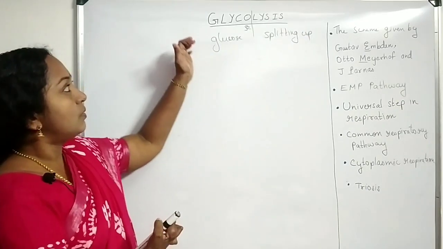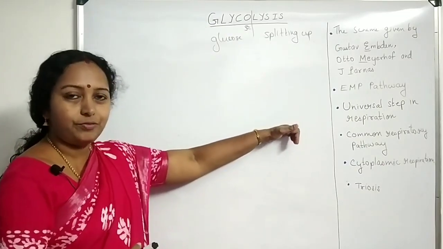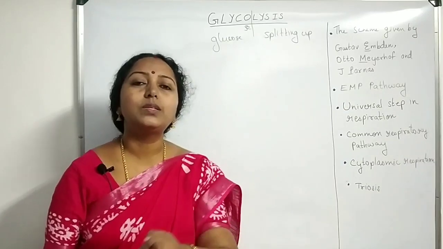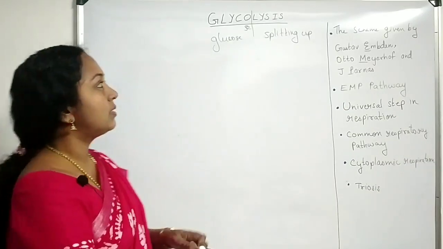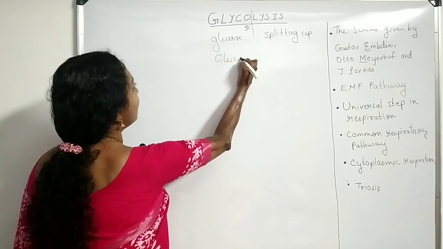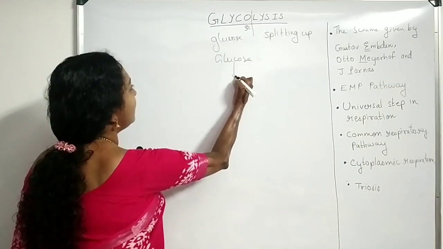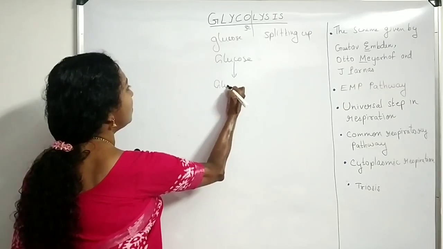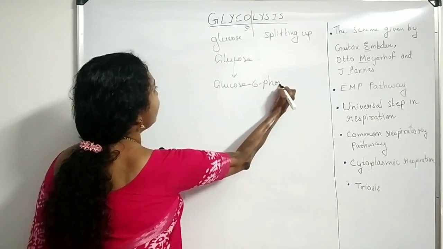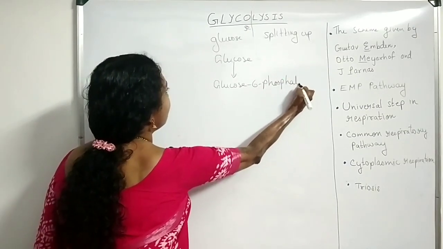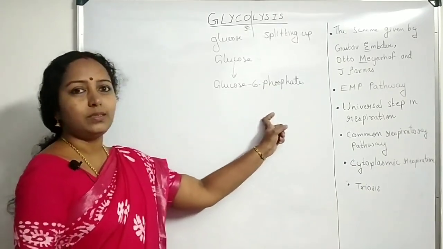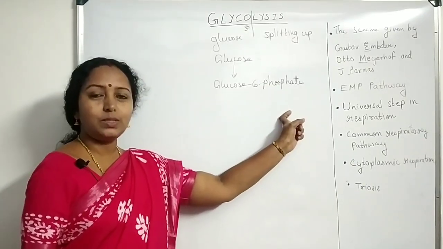So the glucose has to enter into the cell first. But after entering the cell, in no way should the glucose come out. So what happens? The glucose gets converted to glucose 6-phosphate. Glucose 6-phosphate. What does this mean? Does it mean glucose is having 6 phosphates with it?